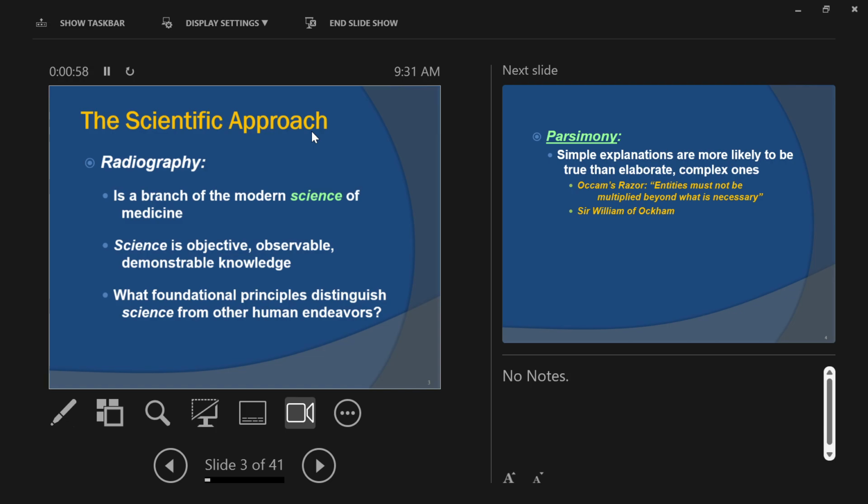Okay. What we mean by a scientific standpoint, what we mean by doing science, is that things that are considered scientific are objective, observable, and demonstratable. Okay. We're going to try to talk about those three things, but let's briefly say what they are. What does it mean for something to be objective? Purely fact. Yeah, it's fact-based, right?